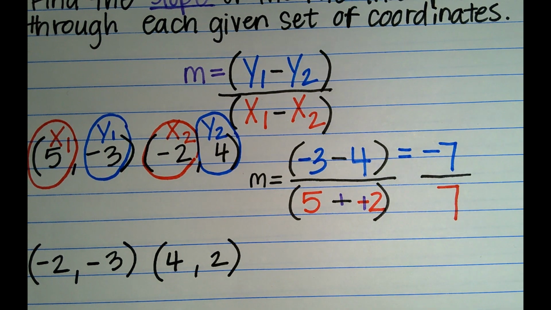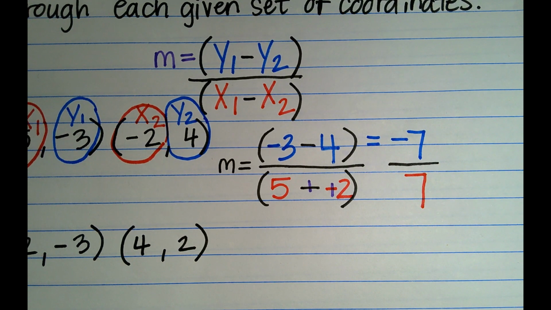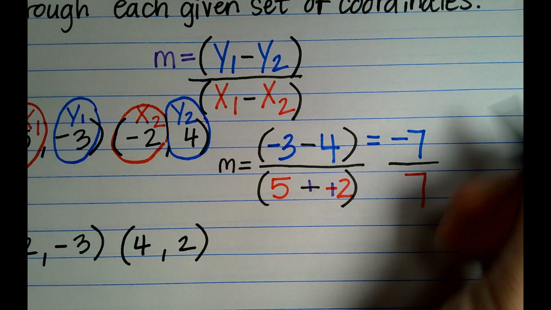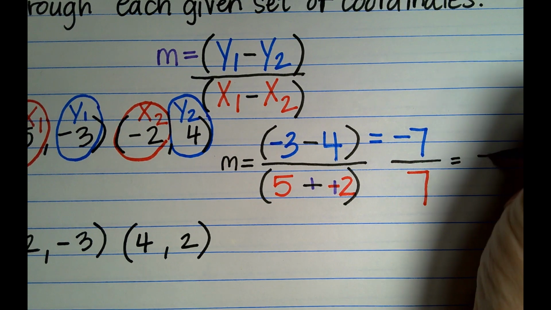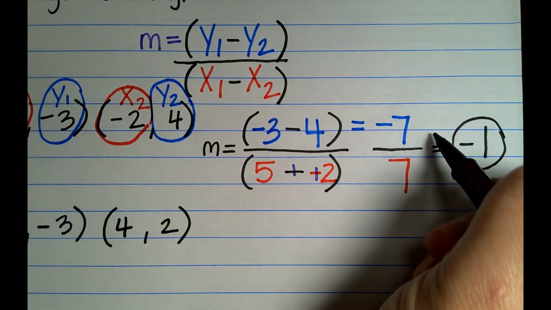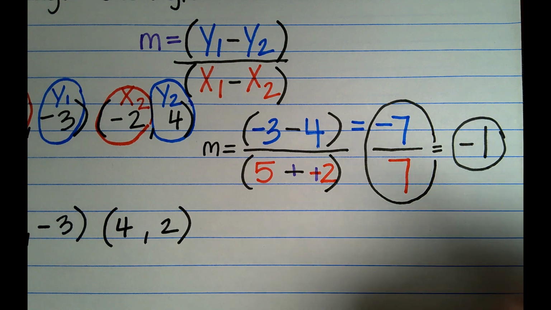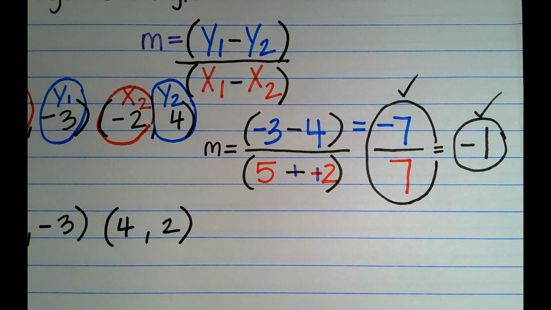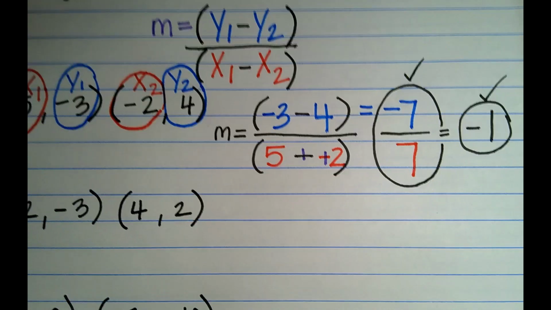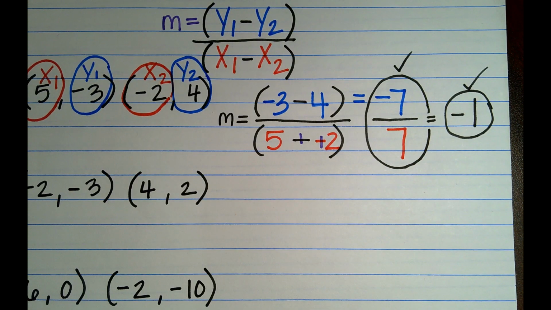Okay, so we could be done here and say our slope is -7/7. But can we simplify it? Yes. -1/1, or you could just say -1. Good. So I'm going to write -1. Both answers are fine. I will take either one. Any questions on number 1?